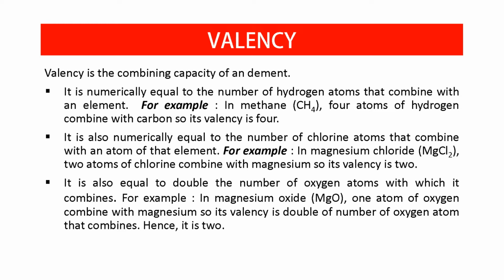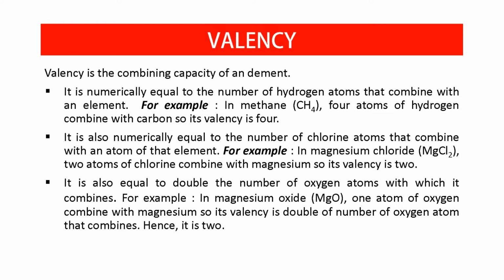For example, if we take the example of magnesium oxide, the formula of magnesium oxide is MgO. So 1 oxygen atom combined with magnesium, and according to the rule, the valency will be double of the oxygen atoms. So oxygen atom is 1, so the valency of magnesium will be 2. So there are certain rules to find out the valency of the element. All of you keep it in mind.